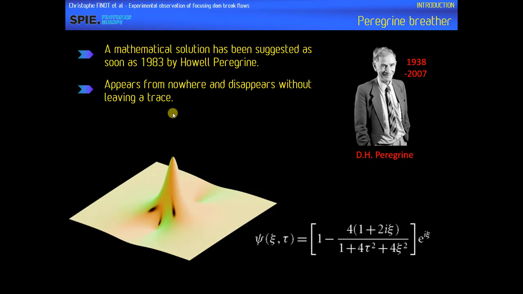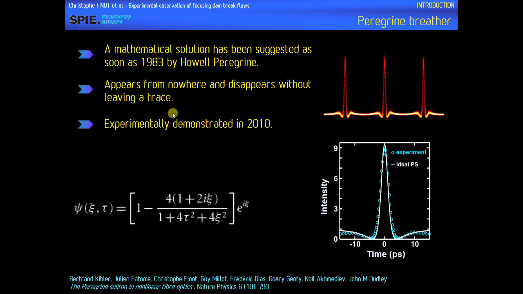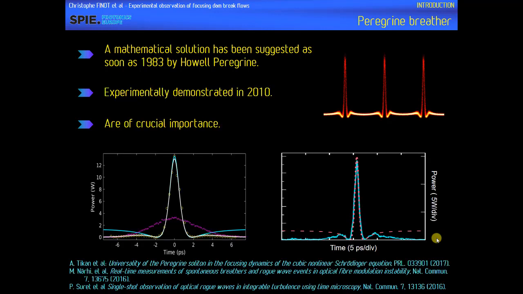So this structure was proposed in the early 80s, but it was only demonstrated in 2010 by our group in Dijon. And we can see here that the prediction from the mathematical expression can really be observed in an optical fiber thanks to the nonlinear propagation in the anomalous regime of dispersion. Since then, it has stimulated many other works. Some of them are very recent, and they have confirmed the crucial importance that this kind of structure may have for the understanding of rogue waves and of what may happen in turbulent propagation.